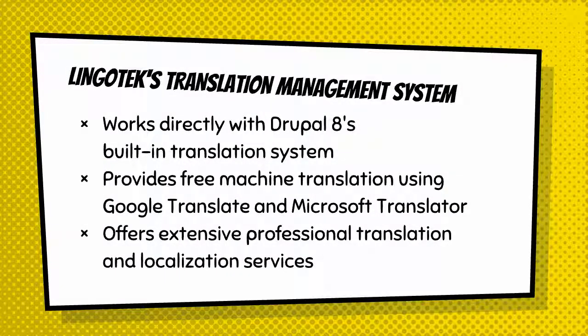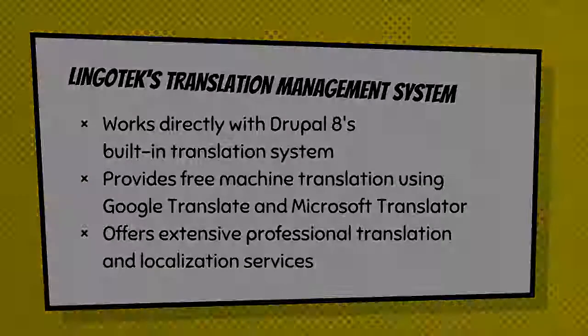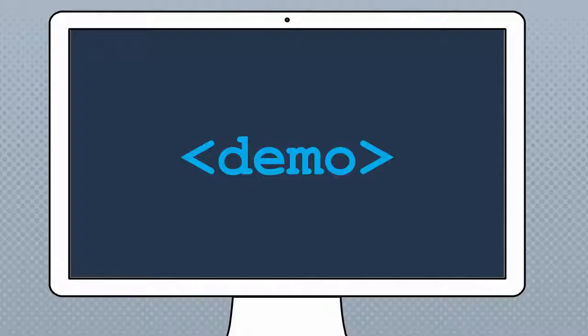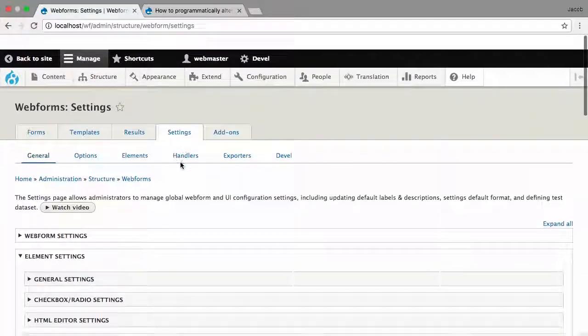Before I show you, I just want to walk through what Lingotech is. Lingotech's just a service provider. They provide a translation management system that works directly in Drupal to translate your content entities, your config entities. They provide free machine translation using Google Translate and Microsoft Translator, and their business is providing professional translation services and localization services. It's a pretty simple workflow with them, kind of good old three steps: on your site, you're uploading your content, they're translating it on their server, and they send it back down. And it's ridiculously easy to demo.